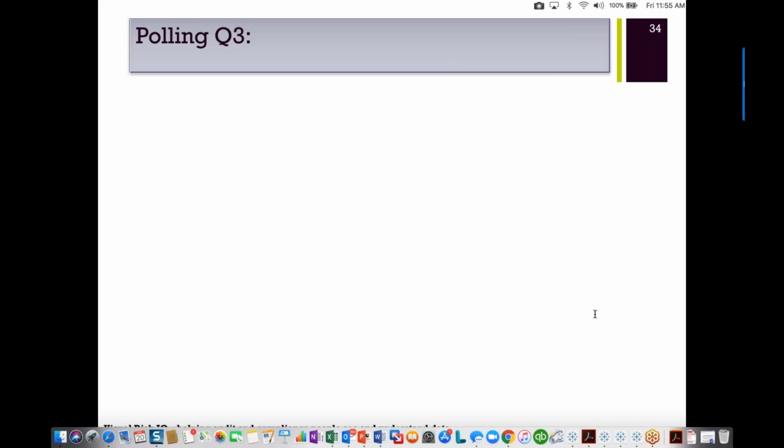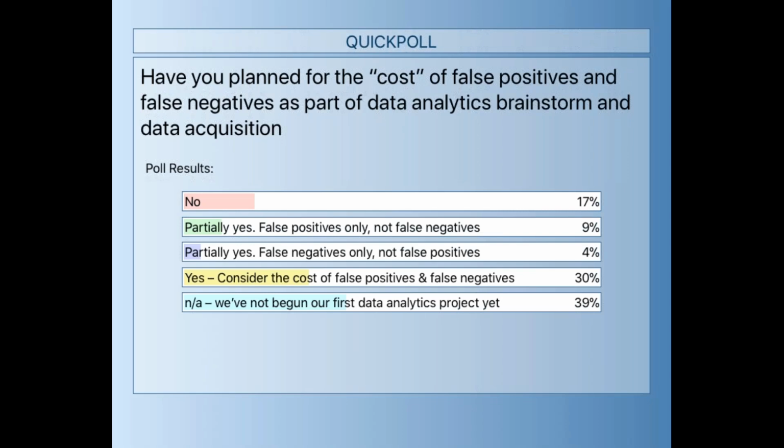All right. It looks like 17% of you have not been planning for these costs. 9% plan for false positives only. 4% plan for false negatives only. 30% plan for both, and 39% say that it's not applicable to them because they still haven't done their first project.